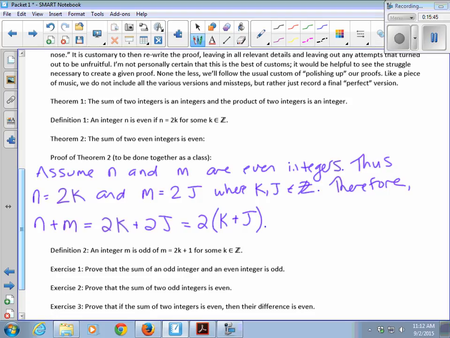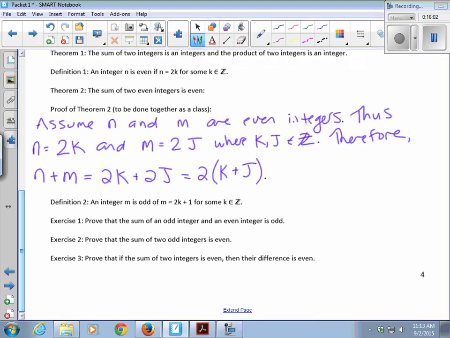And k plus j, by Theorem 1, k plus j is an integer, right? So we've written n plus m as 2 times an integer. That means it's even. Okay. So now we just have to write up our concluding sentence. Since k plus j is an integer, n plus m must be even.